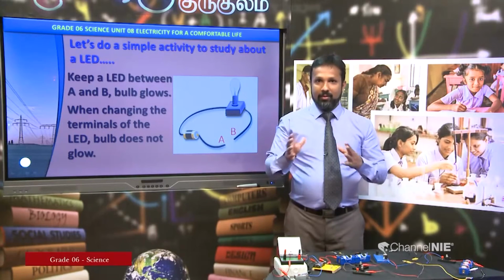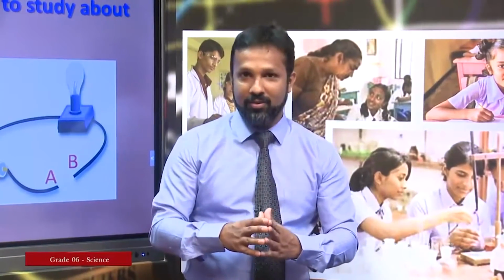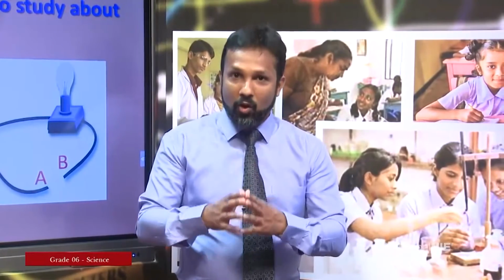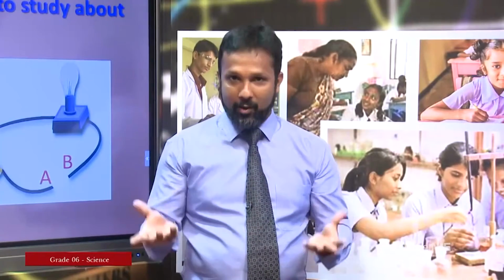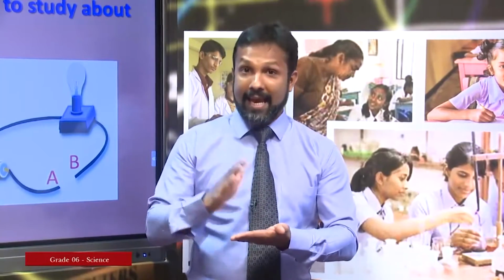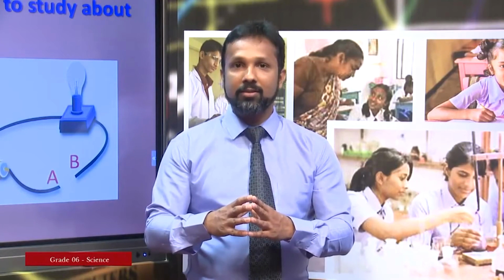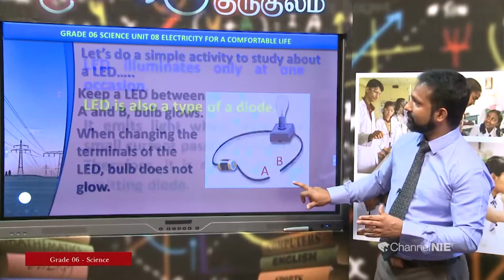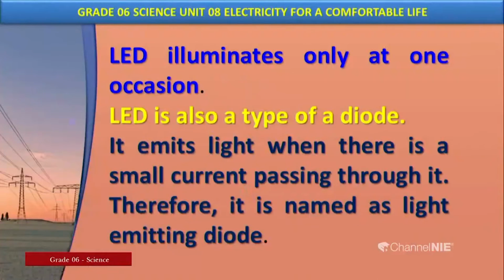Through these simple activities, you can realize that an LED also behaves just like a normal diode. It is also called a light emitting diode. Why is that? Though it behaves like a diode, the only difference is that LEDs emit light when current passes through the circuit. Right. An LED illuminates only on one occasion. An LED is also a type of diode.